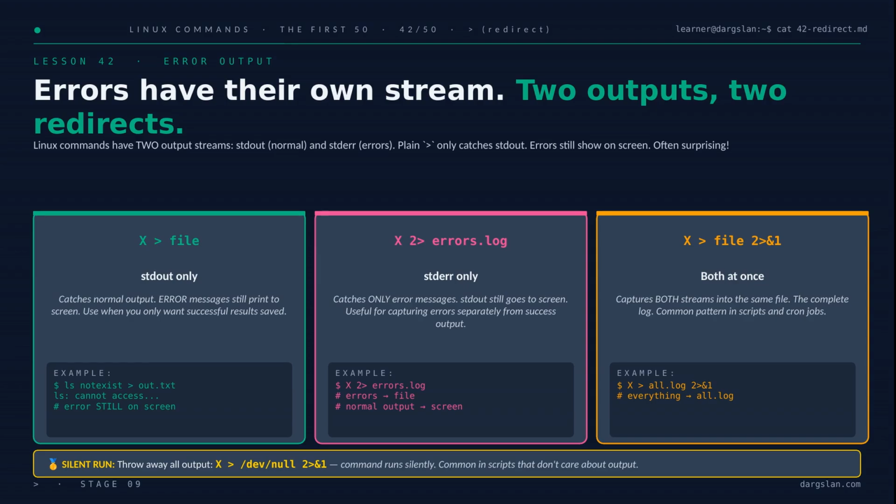Now here's something that catches almost everyone off guard. Linux commands actually have two output streams: stdout for normal results and stderr for errors. A plain redirect only catches stdout, so if you run ls notexist > out.txt, the error still prints right to your screen. To catch errors, you use 2>, and to capture everything in one file, the pattern you'll see all over scripts, it's > file 2>&1. One handy trick: redirect both to /dev/null and the command runs completely silent.